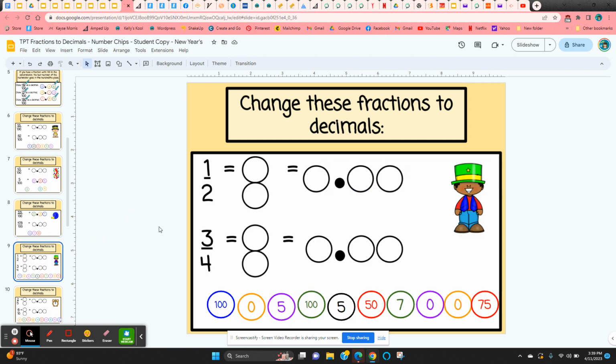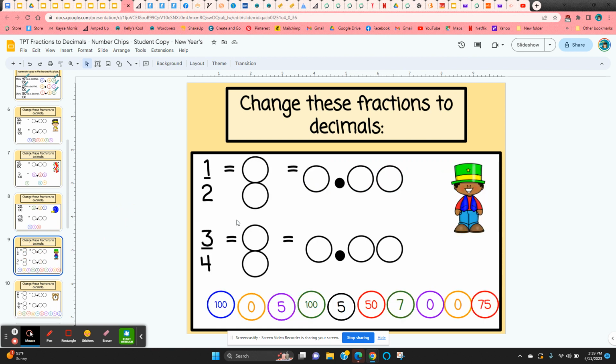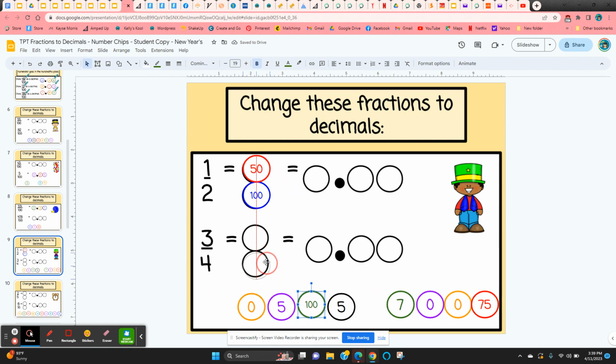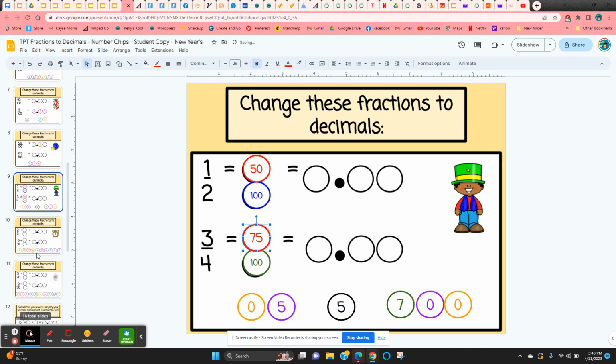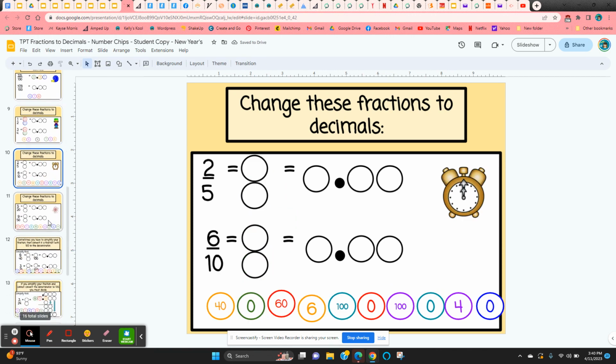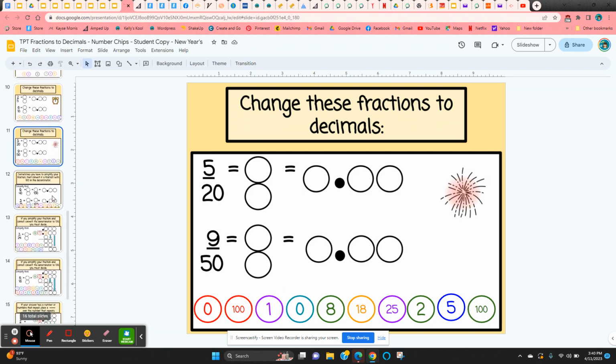Now when they get to slide 9, they're going to be converting the fractions to an equivalent fraction with 100 in the denominator, and then changing it to a decimal. So from fraction to an equivalent fraction with 100 in the denominator, and then changing it to a decimal. Same thing on the next 2 slides.